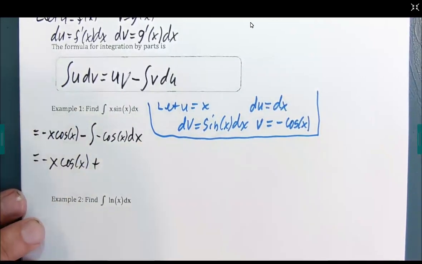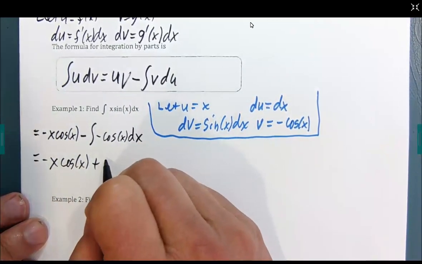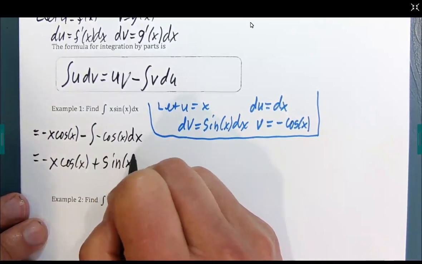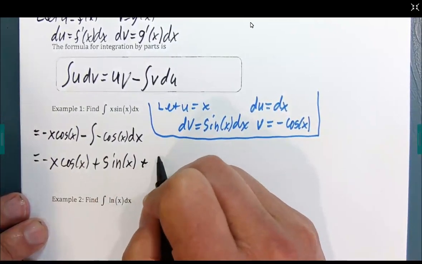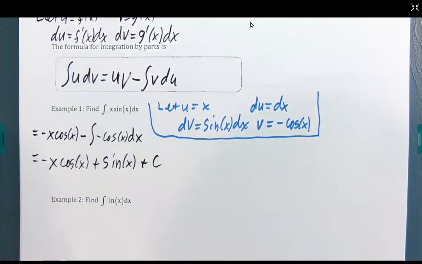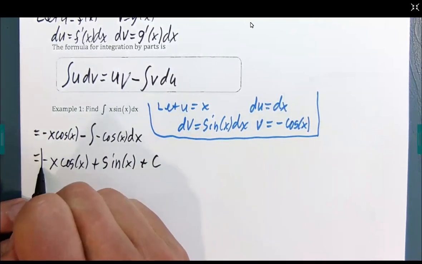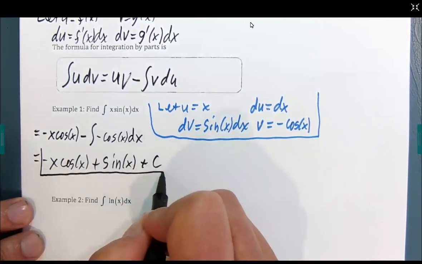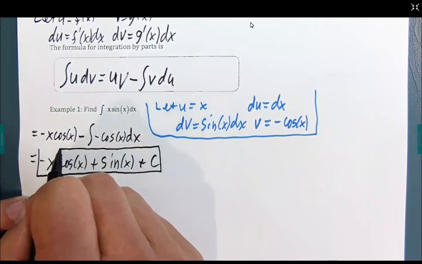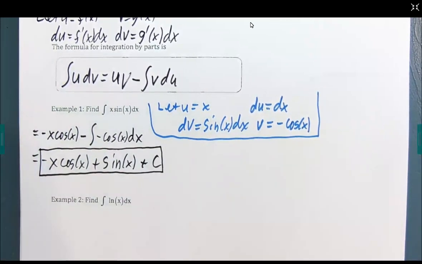And I know the integral of cosine is just plain old sine. If you're thinking, hey, what about the negative? That's when you take the derivative of cosine, you get that negative. The integral of cosine is still positive. And that is our first example of using integration by parts. It's not so bad once you figure out what u and dv is.